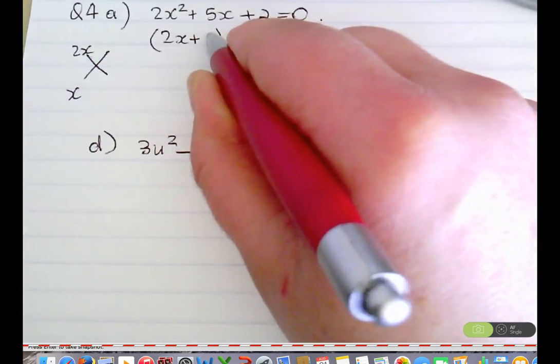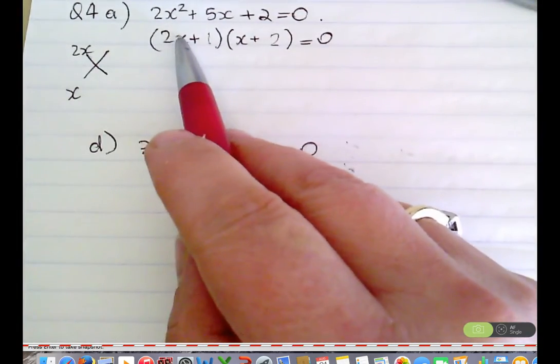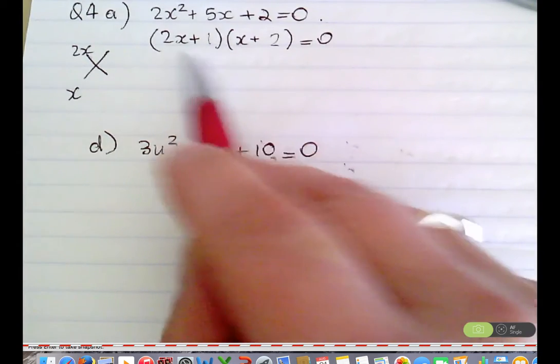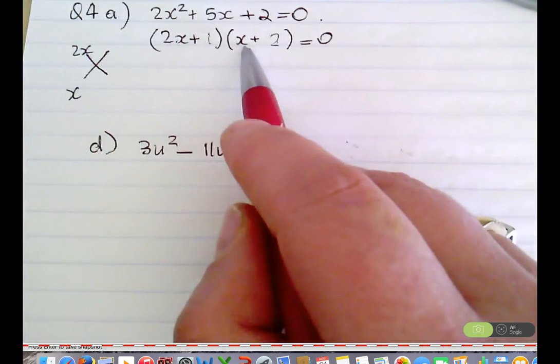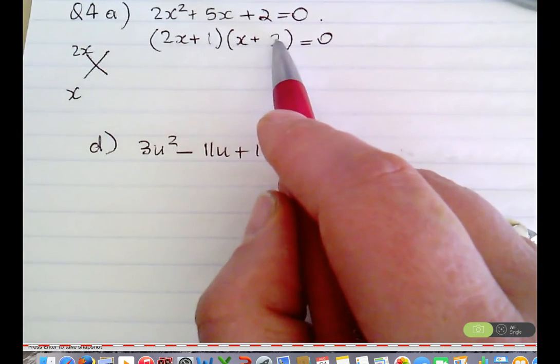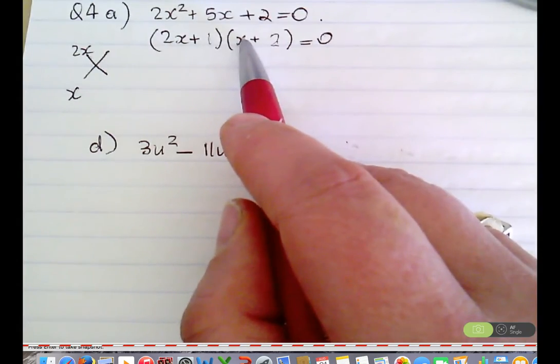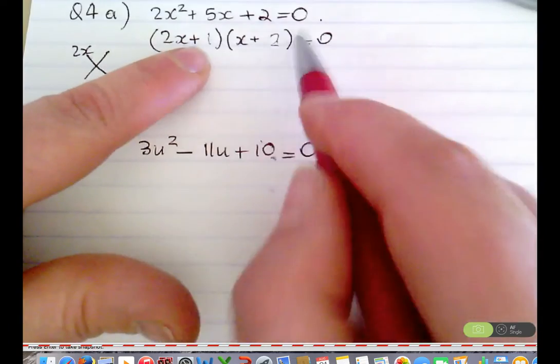If I put the 1 there and the 2 there, let's see what we've got. Just watch. 2x times 2x is 2x squared. 2x times 2 is 4x. 1 times x is 1x. So I get 4x plus 1x is 5x. Yeah. So that's the correct way.